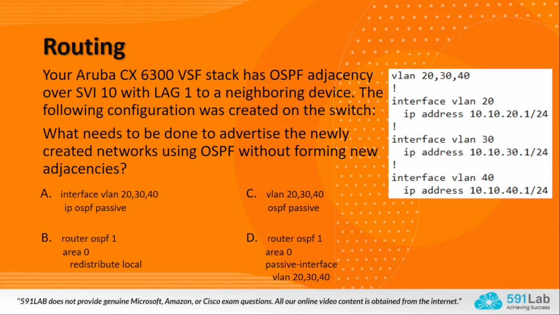Your Aruba CX 6300 VSF stack has OSPF adjacency over SVI 10 with LAG 1 to a neighboring device. The following configuration was created on the switch. What needs to be done to advertise the newly created networks using OSPF without forming new adjacencies? Okay, let's visualize this setup.